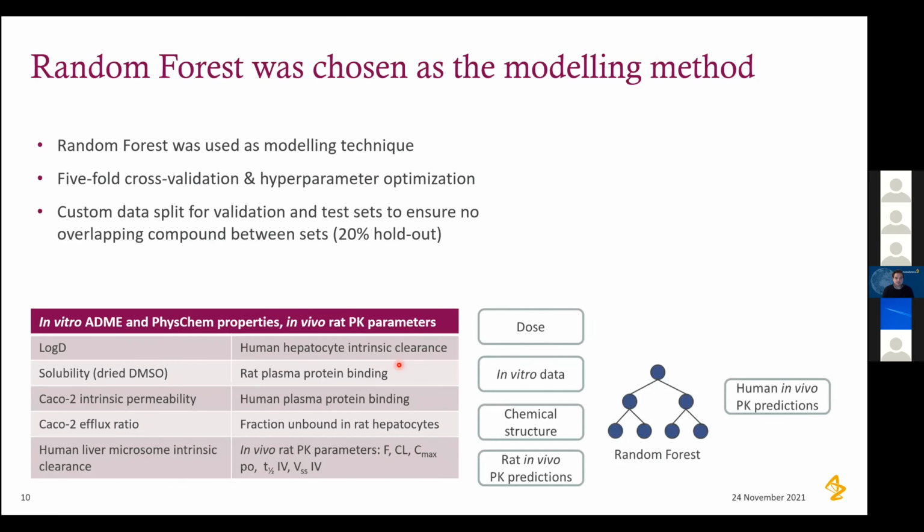So after doing a pre-study where we compared random forest and XGBoost, we chose random forest because we didn't see any practical difference between the 2 techniques. So we chose random forest for simplicity. We did a 5-fold cross-validation and hyperparameter optimization with random forest for all of these feature sets. And when we did this, we applied a custom data splitting strategy, both for creating these validation sets, but also to create a 20% whole lot test set. It was important that we had no overlapping compounds between the sets because the compounds are non-unique. So we needed to take care of that.